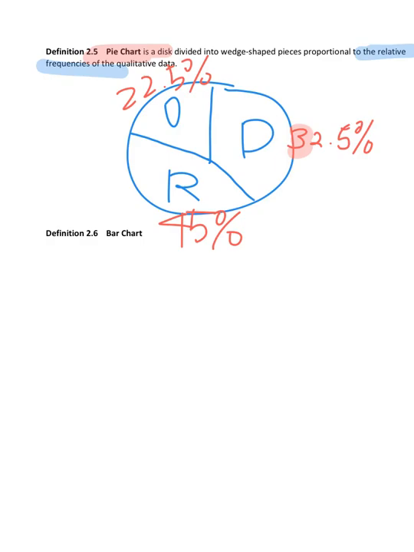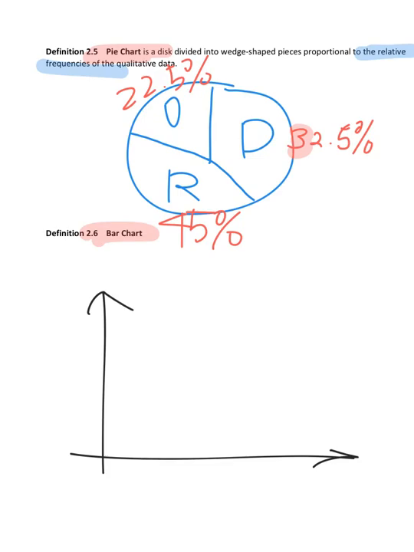Good? The next one is a bar chart. What do you expect? Bar chart. Pie chart, it looks like pie. Bar chart, using the bars. So the vertical one and horizontal one, we just put the Democrats and Republicans and others. Usually, to make the bar chart, we use the frequencies. Pie chart, we use the relative frequencies, right?